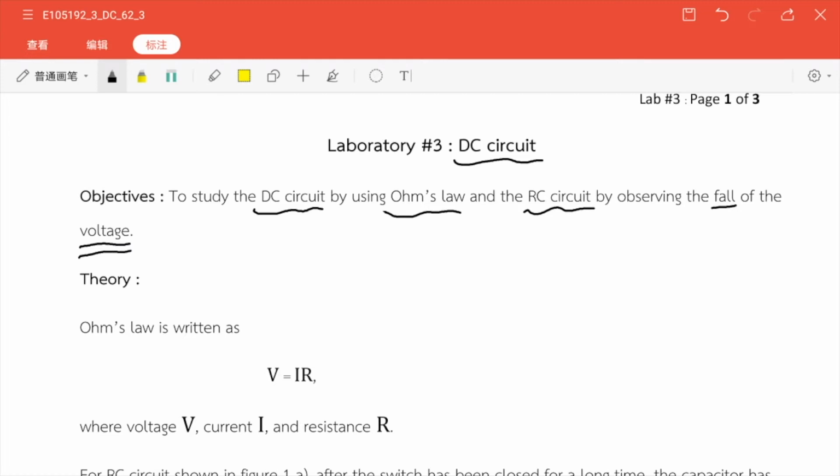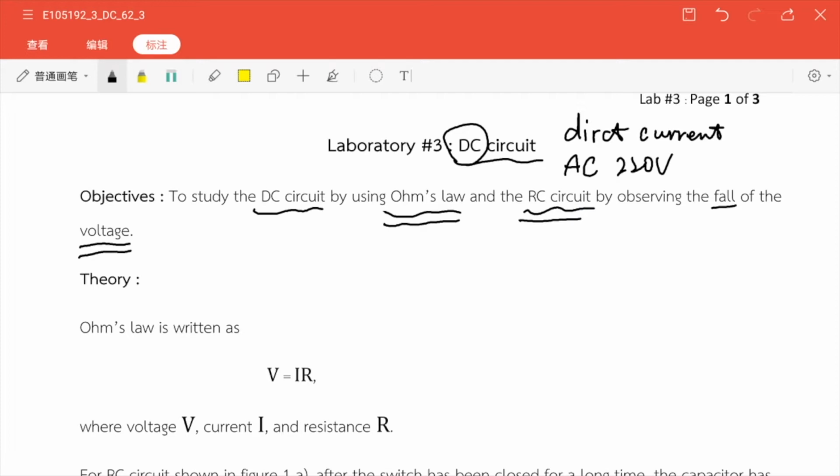So first of all, I would like to introduce what a DC circuit is. DC circuit means direct current circuit. We have the DC circuit, and we also have another one called the AC circuit. For the AC circuit, the electricity from the electrical outlet, 220 volt, is the alternating current. So keep going. Of course, you're quite familiar with Ohm's law.